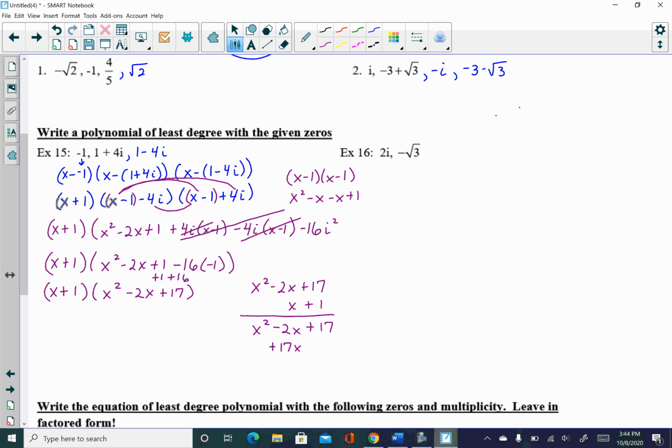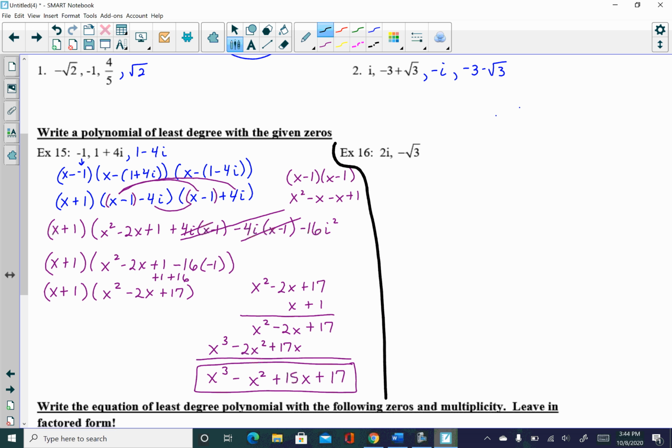X times -2x. And then x times x squared. Add down. X cubed minus x squared plus 15x plus 17. That's our final answer. And if we were to break this down and go backwards, we would find that this polynomial would have zeros at -1 and imaginary zeros at 1 plus or minus 4i. Okay.